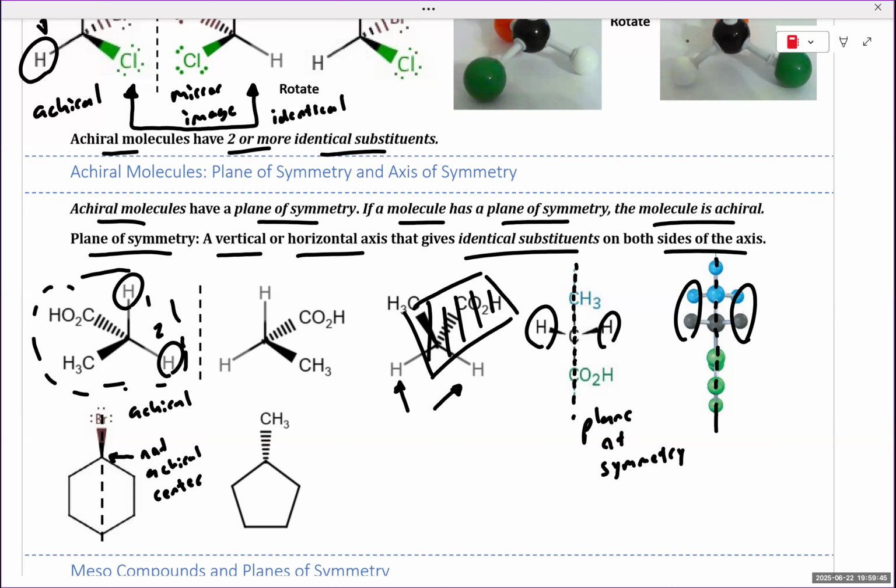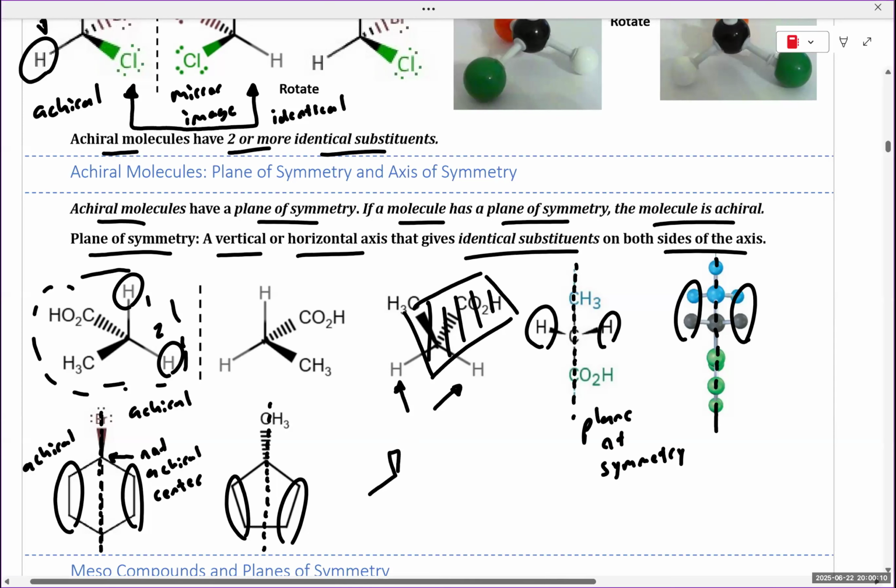And this molecule overall is achiral. It contains a clear plane of symmetry, where on each side of the plane of symmetry, the substituents are identical. Looking at this substituted cyclopentane, again, there's a clear plane of symmetry, where on each side of the plane of symmetry, the substituents are identical.